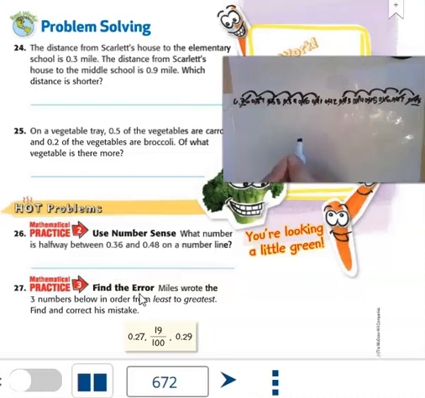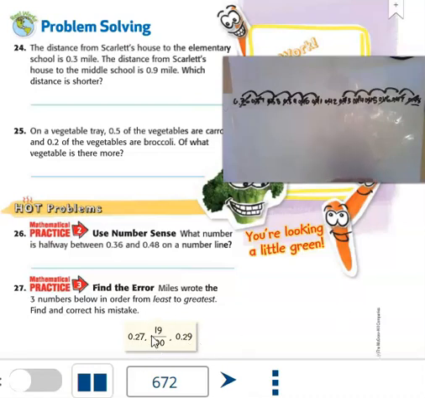We got another find the error problem. Miles wrote the 3 numbers below in order from least to greatest. Find and correct his mistake. So what did he do when he... You can even leave this one as a fraction if you like. I would probably convert them all to decimals, but you will see pretty quickly that there is a mistake he made. If you put these digits into a place value chart, you'll see how this is inaccurate.